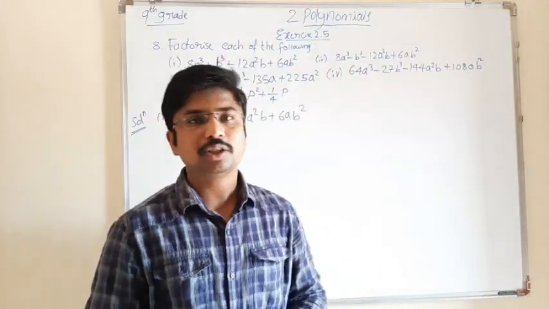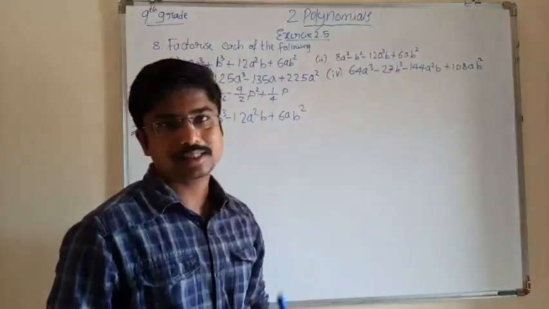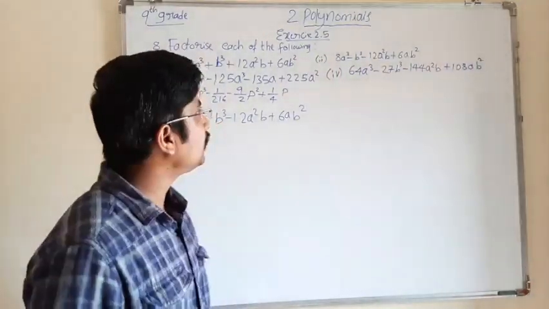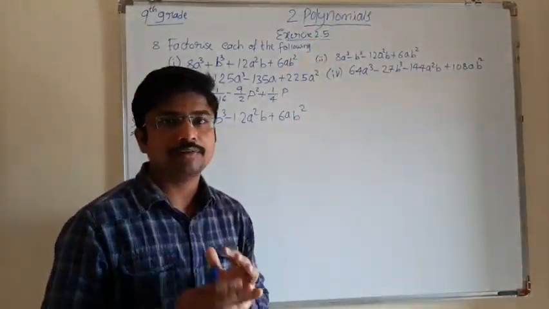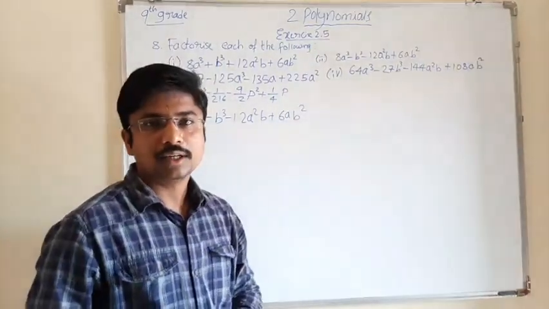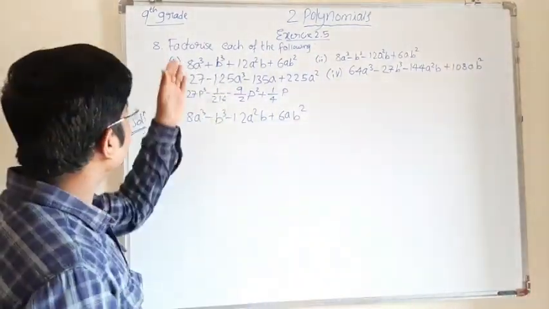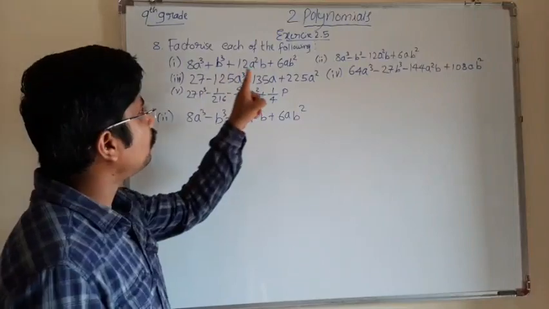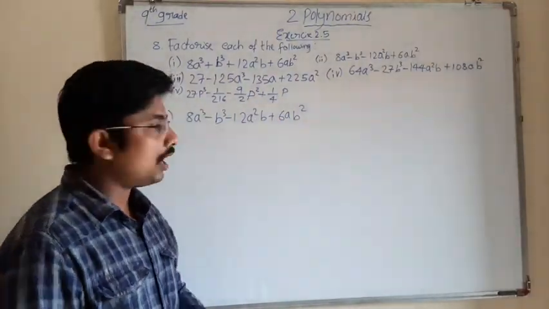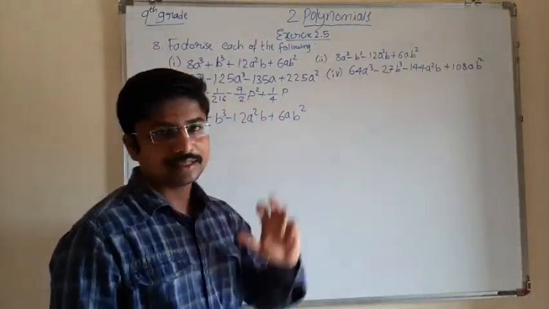We were discussing the chapter Polynomials, and we also started with exercise 2.5 and completed 7 questions. In this class, I am going to discuss the 8th question, that is, factorize each of the following. Already they mentioned 5 examples.